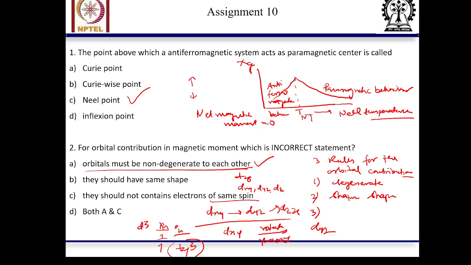So suppose you have T2g, so basically you have two electrons paired up and one orbital is empty. So this can freely transfer from one to another and give the orbital contribution. So the correct option is A. Okay. So now I will go to the next question.